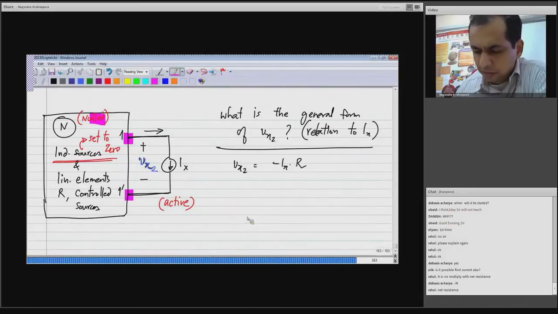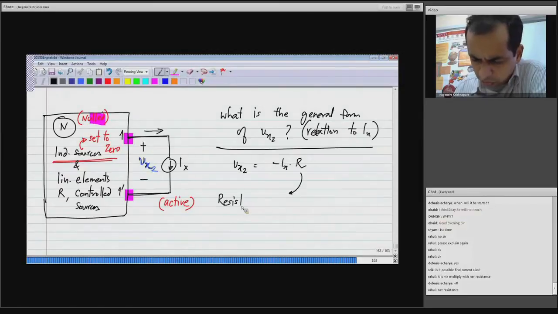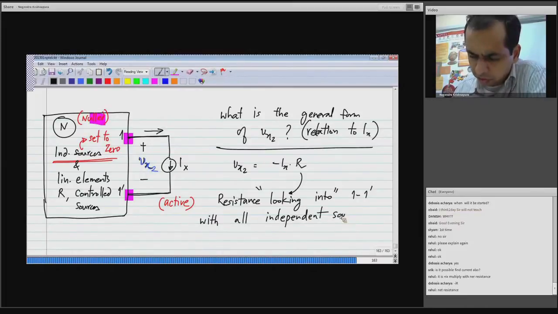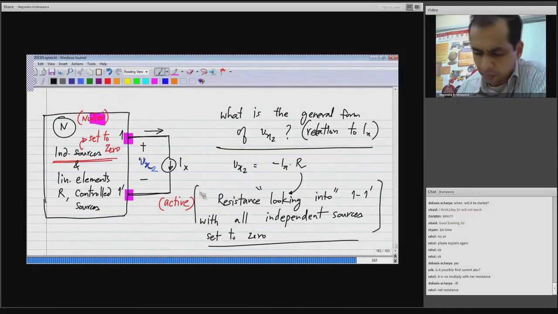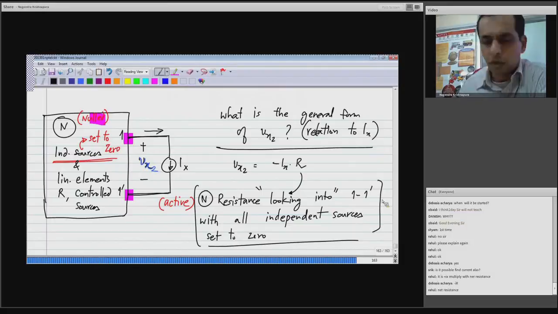And what is this R? It is the resistance, I will say, looking into 1-1 prime with all independent sources set to 0. So that's the resistance of the network N looking into the terminals 1, 1 prime.